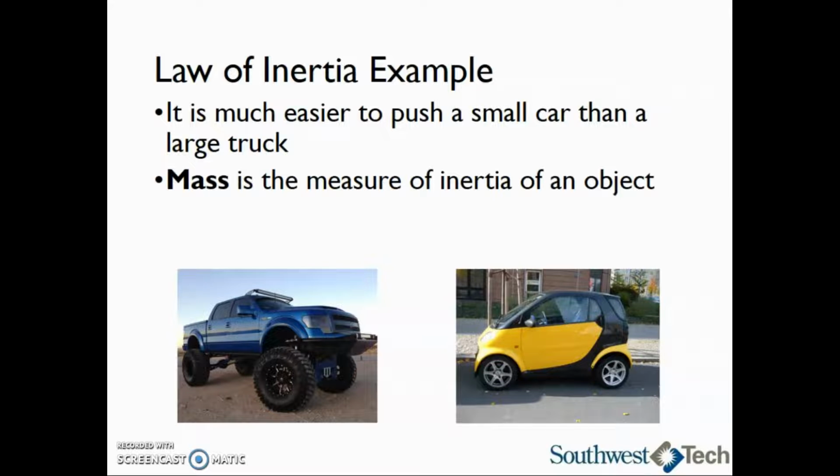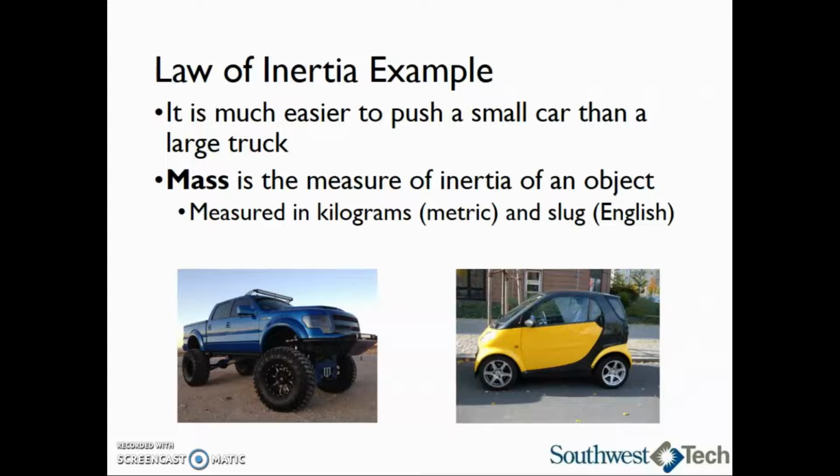Mass is the measure of the inertia of an object. The small car has a much smaller mass than the large truck. Mass is measured in kilograms in the metric system or slugs in the English system. The conversion between systems is that 1 kilogram equals 0.0658 slugs.